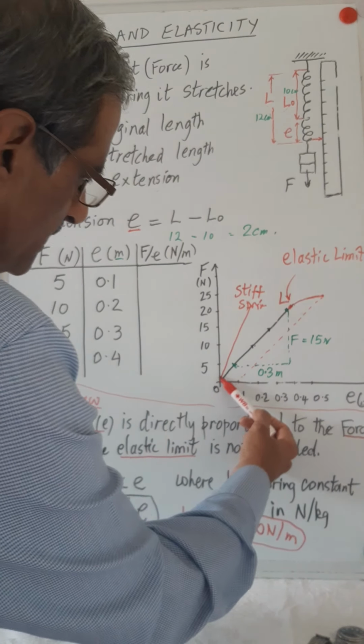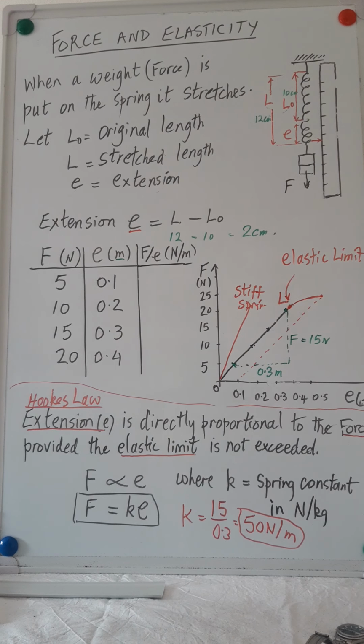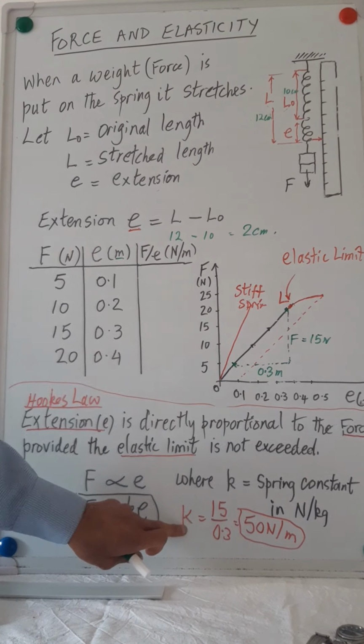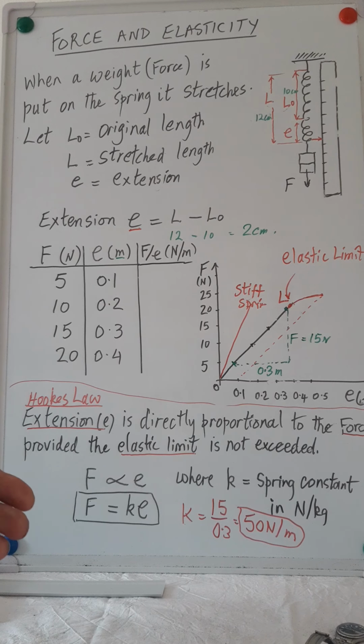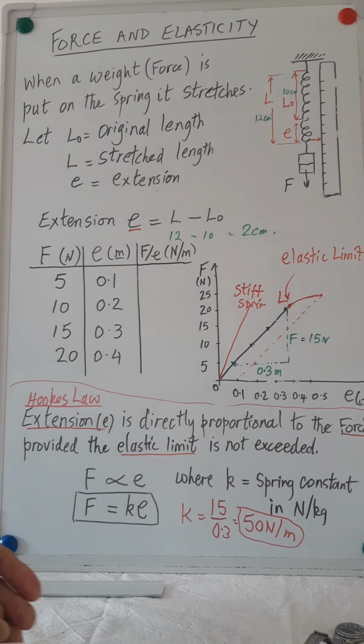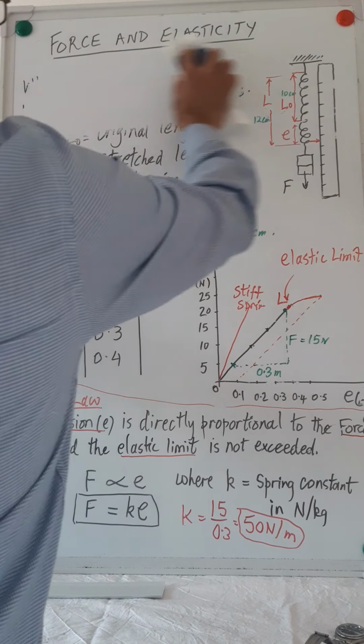Now, if the graph went down this way, that means the spring is much softer. So the spring constant tells us how much force is needed to stretch the spring 1 meter. The next thing that we're going to talk about is energy.